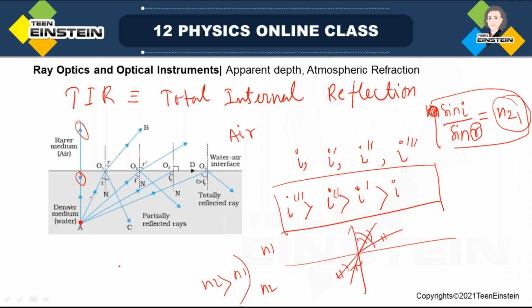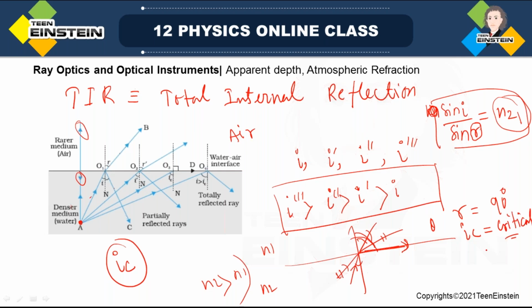If you continue like this, there will be a critical angle of incidence, which is named IC, when the angle of refraction will be exactly 90 degrees. That angle is called IC, the critical angle. So what is the critical angle of incidence? It is that angle of incidence for which the angle of refraction is 90 degrees.